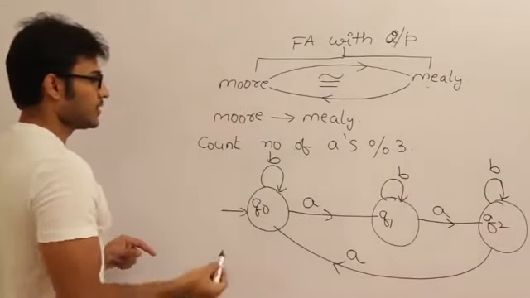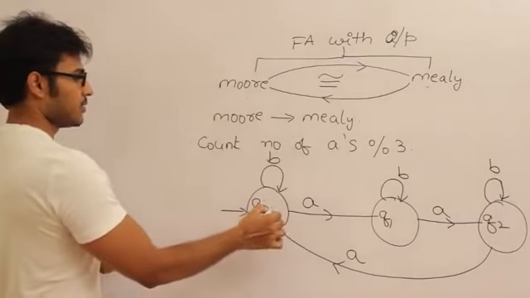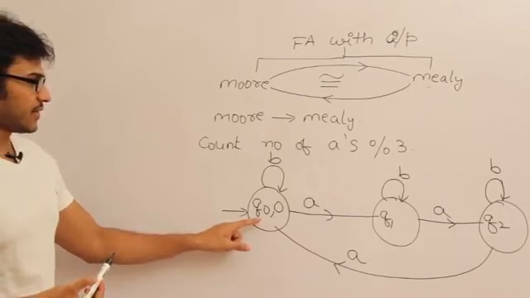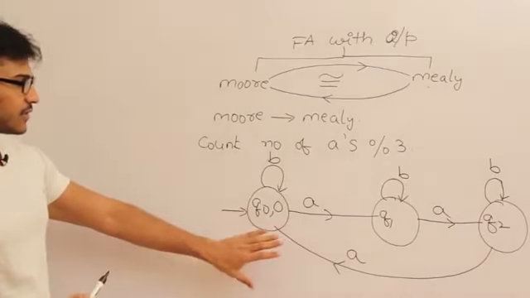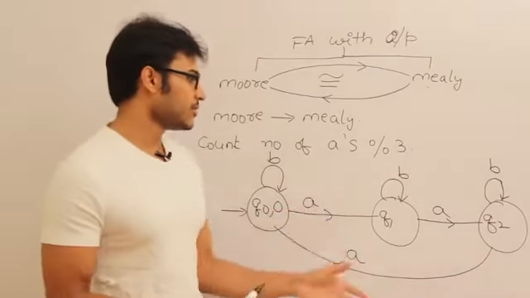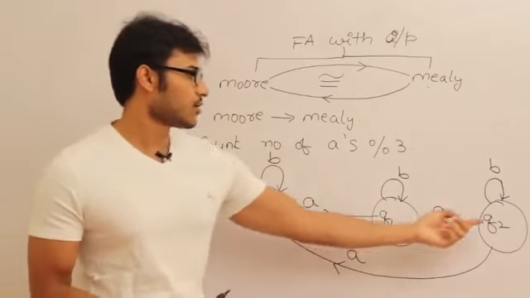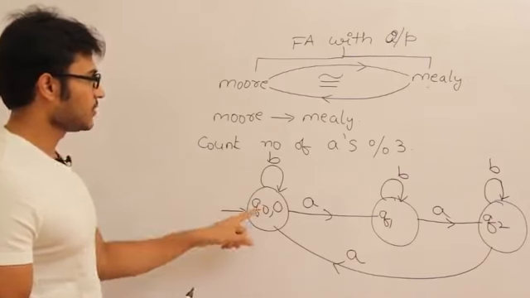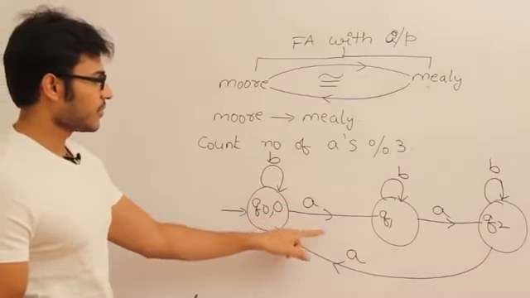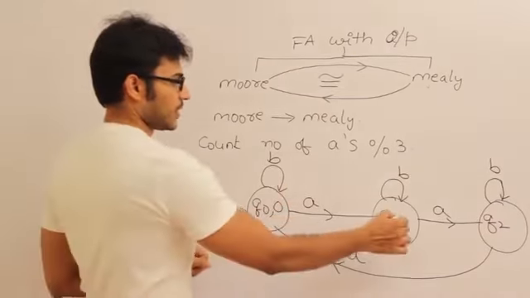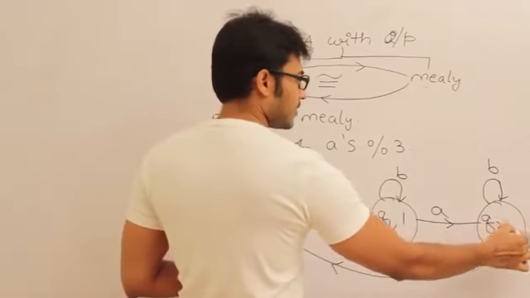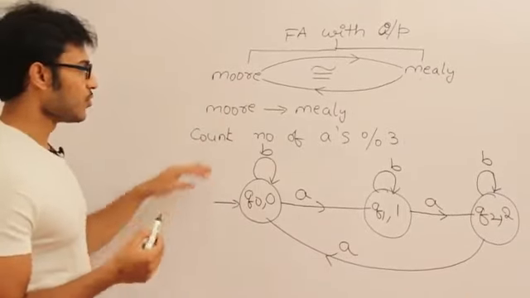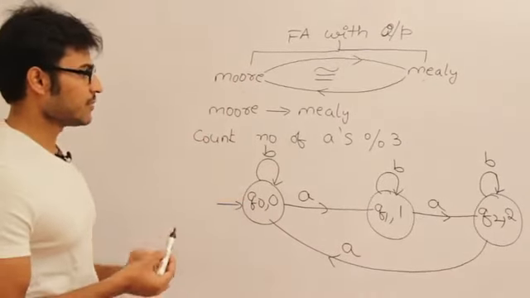So what is the remainder in Q0? The remainder in Q0 is 0. This is nothing but a DFA which accepts the set of all strings in which the number of A's is divisible by 3, or congruent to 1 mod 3, or congruent to 2 mod 3. And this is the Moore machine which will print out the remainder of the number of A's when divided by 3. So let us say this is 1 and this is 2. Fine. So this is some Moore machine. Don't worry about what it is doing.